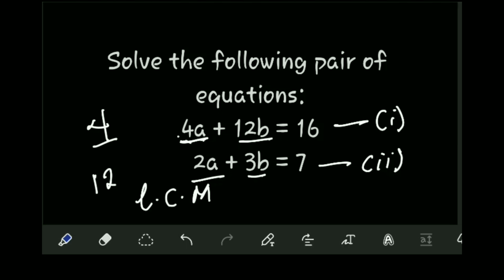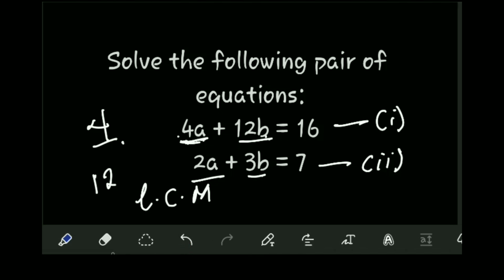It is good to eliminate the letter with the smallest LCM. That is, it helps you to avoid bigger numbers. Again, the essence of finding the LCM is, number one, it helps you to avoid bigger values. Again, we said the LCM of A in both equations is 4. The LCM of B in both equations is 12. So it is better we make A the one for elimination because it has a smaller LCM.